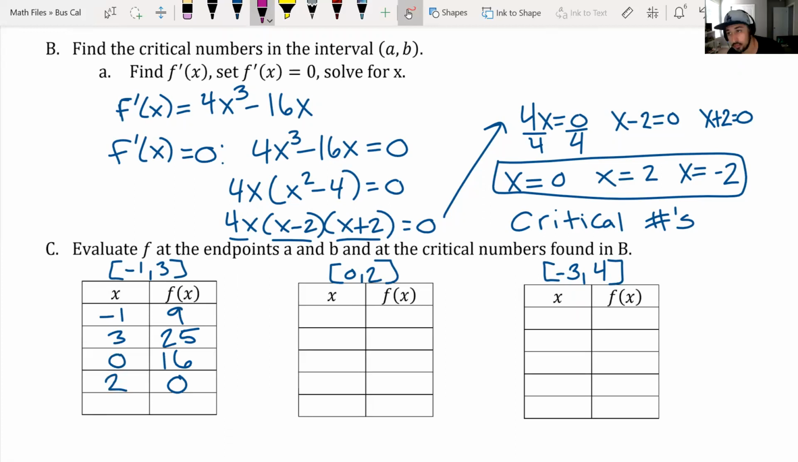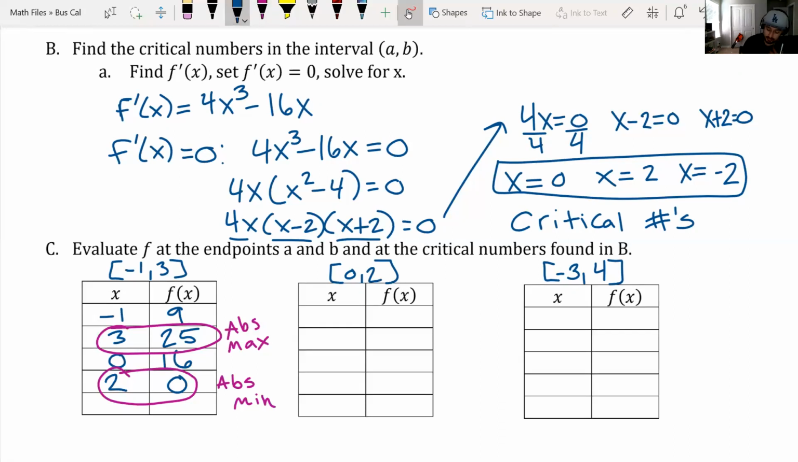Once again, look for the absolute maxes and mins. So (2, 0) has the smallest y value. That's my absolute min. (3, 25), that's my absolute max.